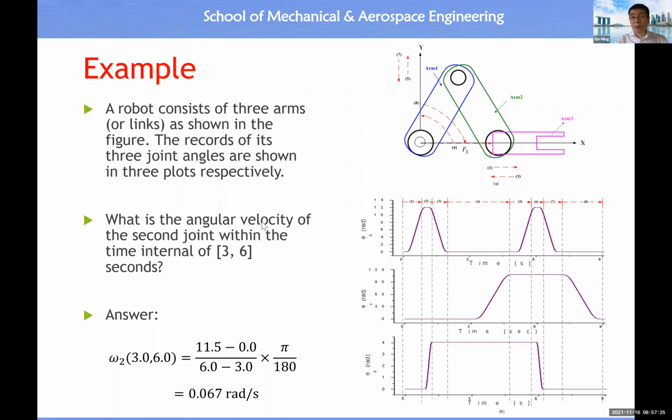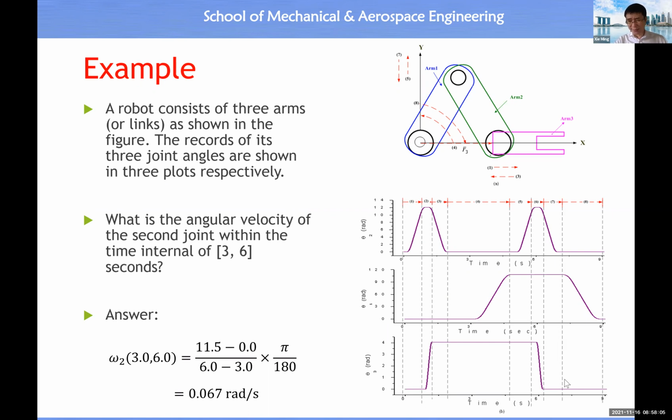And here is just a simple example for you to determine what will be the angular velocity of the second joint. So this is the first joint, this is the second one. Initially, within the time interval, when time changes from 3 to 6, because here we give you the position function of these 3 joint angles. So you see theta 3, theta 1, theta 2.